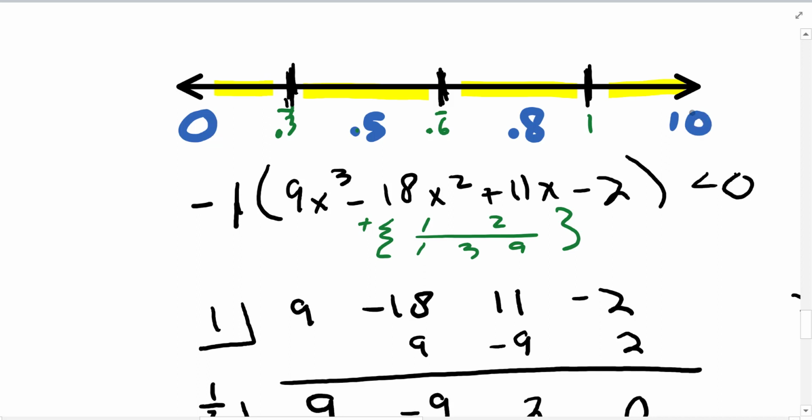And you just plug that in to the original and see which area makes it true. And I'll let you guys all do that on your own. All right, that's it for this one.